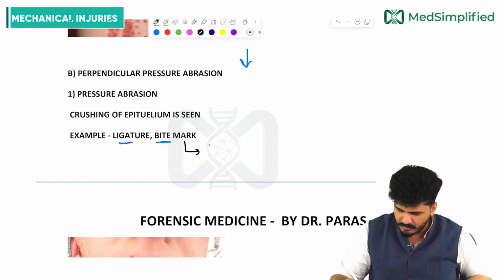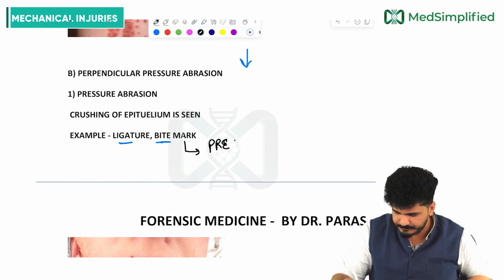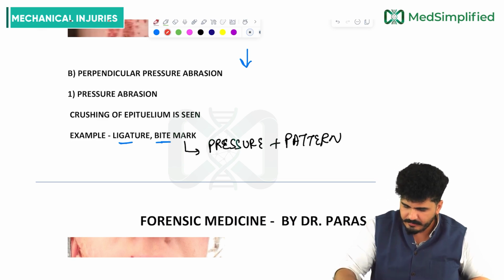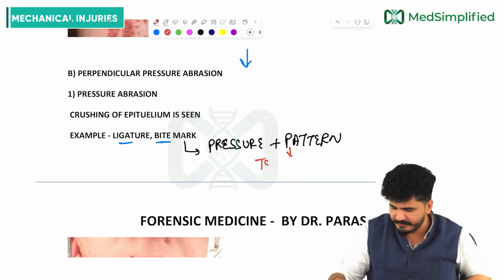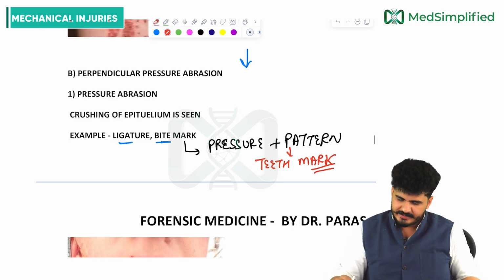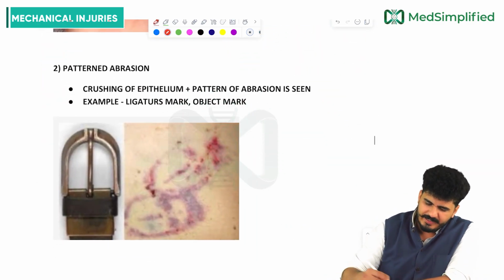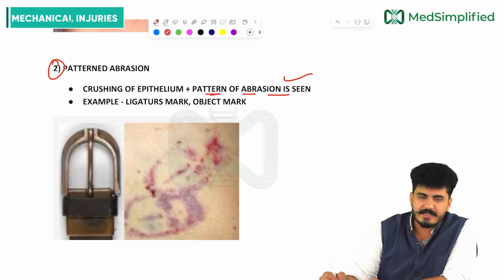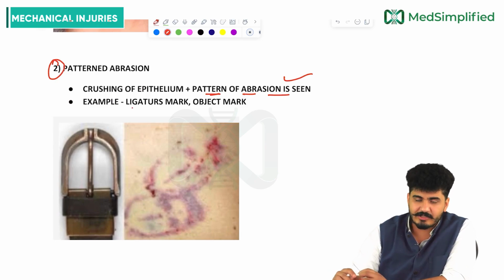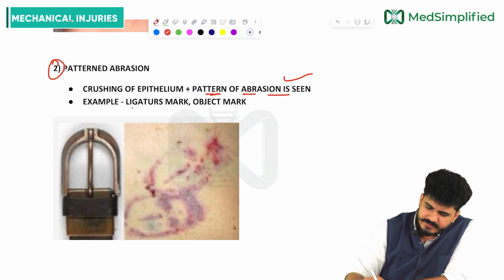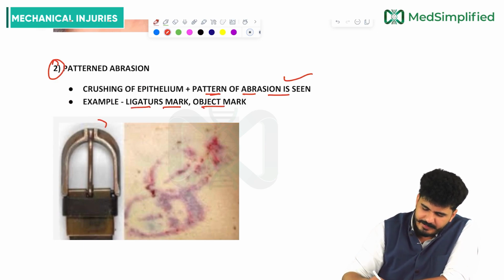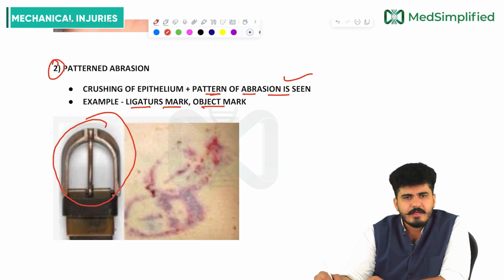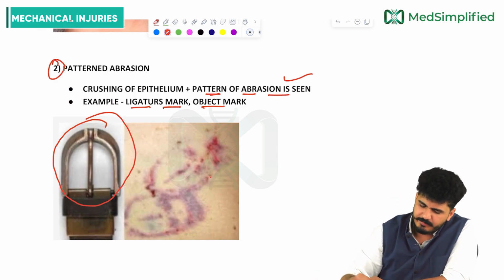Bite mark is an example of pressure plus pattern both. Why pattern? Because you will see the teeth pattern, teeth mark. That will make a pattern also. Pressure and pattern both, my dear friends. Now in pattern abrasion, crushing of epithelium plus pattern of abrasion is seen. That means you can easily find out with which object the pressure was applied. So you can see a ligature mark or object mark, like this belt buckle making the mark here.